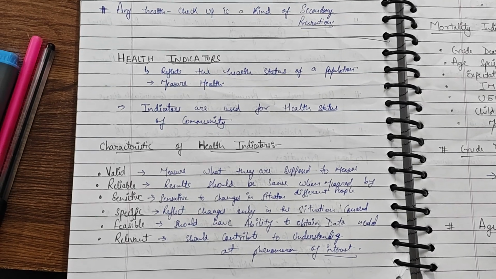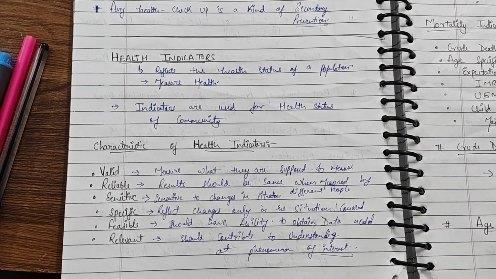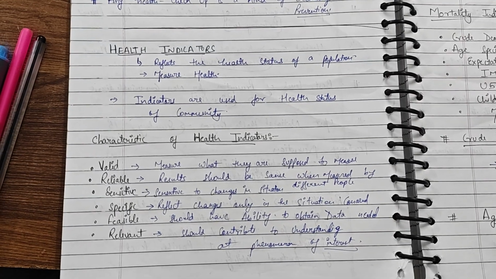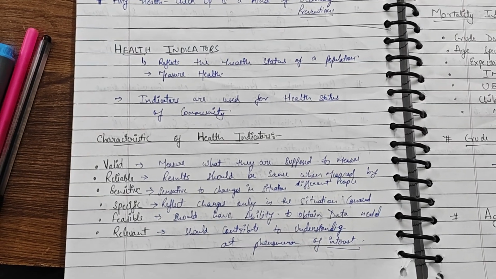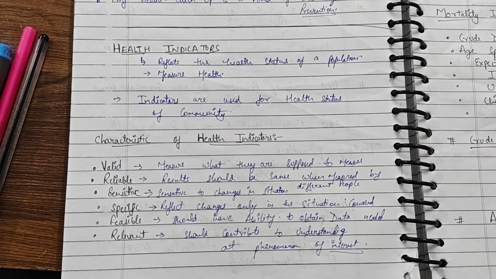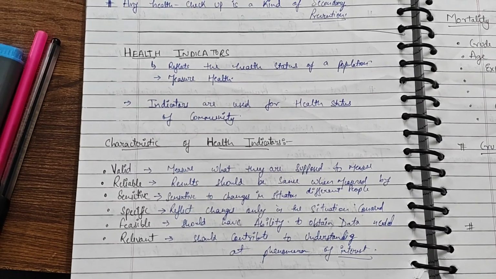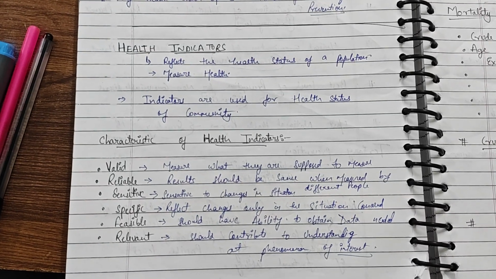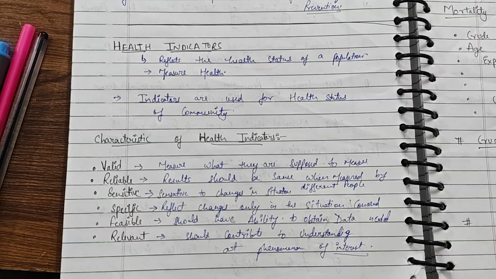Hello everyone. Today we are going to start with our new topic, health indicators, which is a part of community medicine. So, what do we mean by health indicators? Basically, they reflect the health status of a population and measure health. There are several indicators which are used for the health status of the community.